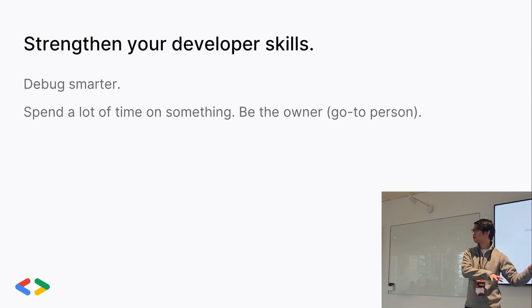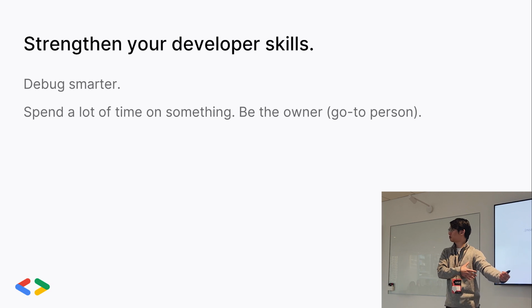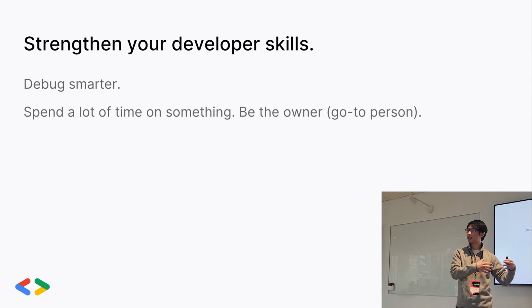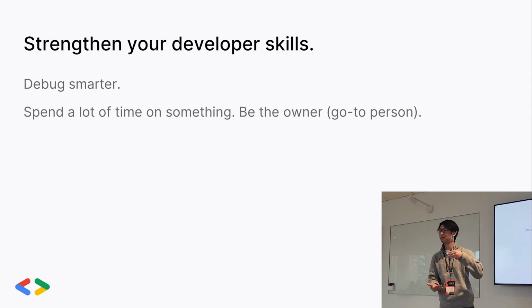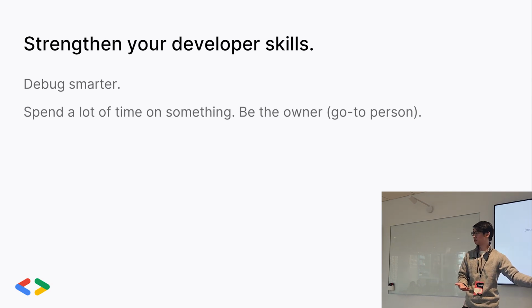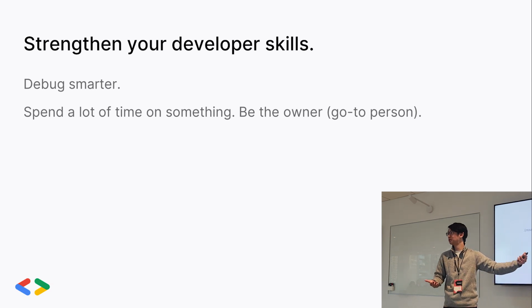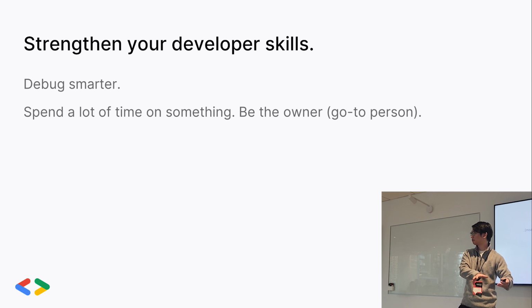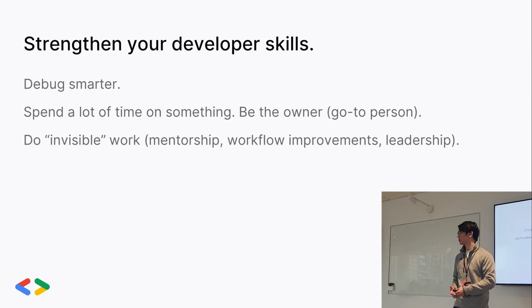Now, even as a junior developer, you can still start to take ownership of these things. You can still take initiative and say, I am the person who knows the most about this. And because of that, people will start looking up to you. You may be junior in name, but you're an actual owner of the software, right? You're a team member. You also want to do invisible work, right?